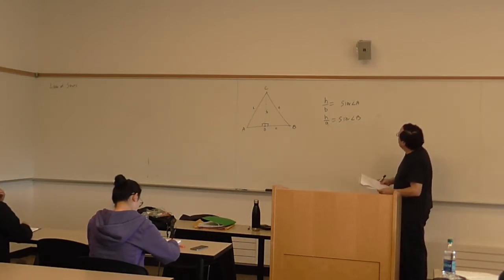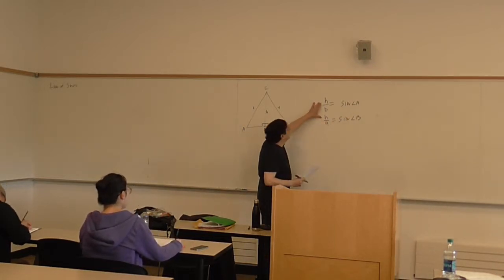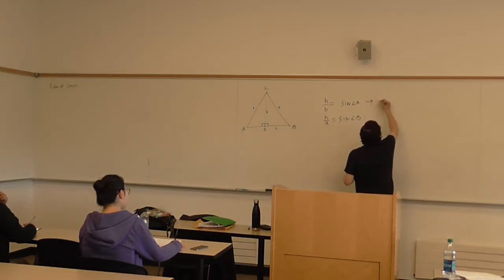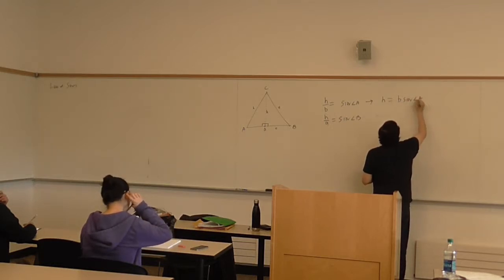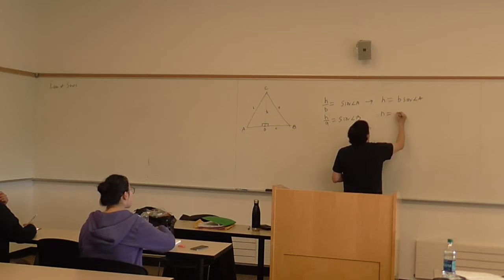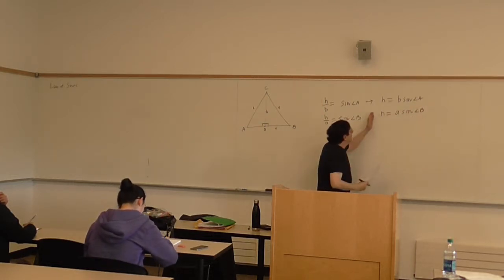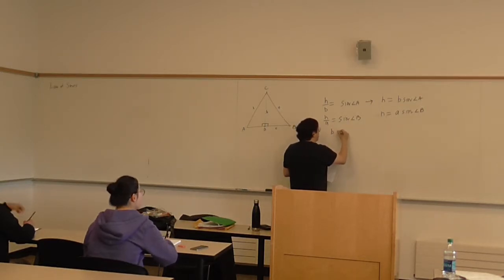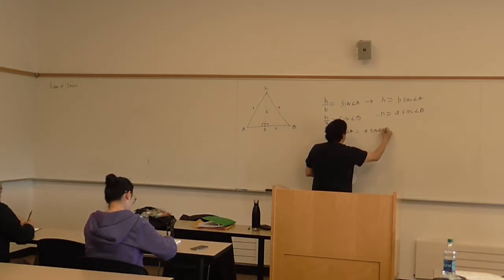Okay, I have two equations here. They have nothing in common except H. Let's eliminate the H. This becomes H equals B sine angle A. This becomes H equals A sine angle B. These are both H, so we can just say B sine angle A equals A sine angle B.